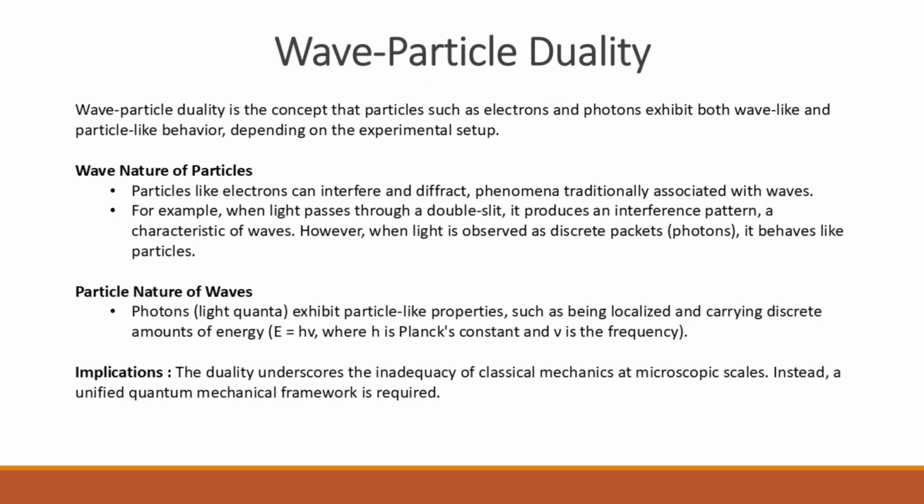Wave-particle duality is a fundamental concept in quantum mechanics that reveals the dual nature of particles like electrons and photons. In certain experimental setups, these particles can exhibit wave-like characteristics, such as interference and diffraction. For instance, when light passes through a double slit, it creates an interference pattern typical of waves. Simultaneously, light can also behave as discrete packets called photons, demonstrating particle-like properties.